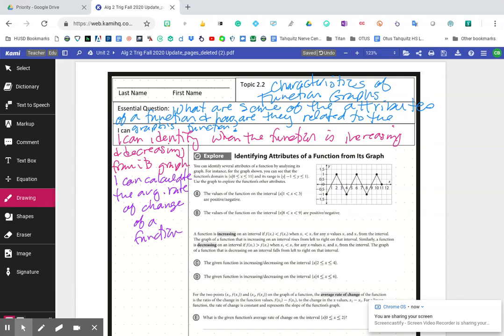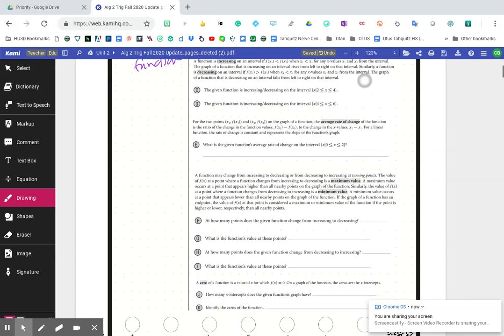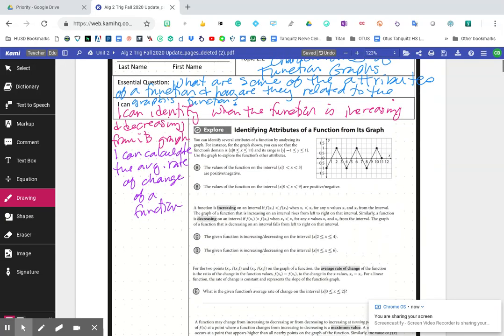All right, we're going to do probably about the first half of it, the explore, and then we'll do the second half in the next video. So, identifying the attributes of a function from its graph. You can identify several attributes of a function by analyzing its graph. For instance, for the graph shown, you can see that the function's domain is x such that 0 is less than or equal to x is less than or equal to 11. So we're at 0 to 11. So we can read the domain. The range is y such that it goes from -1 all the way to 1.